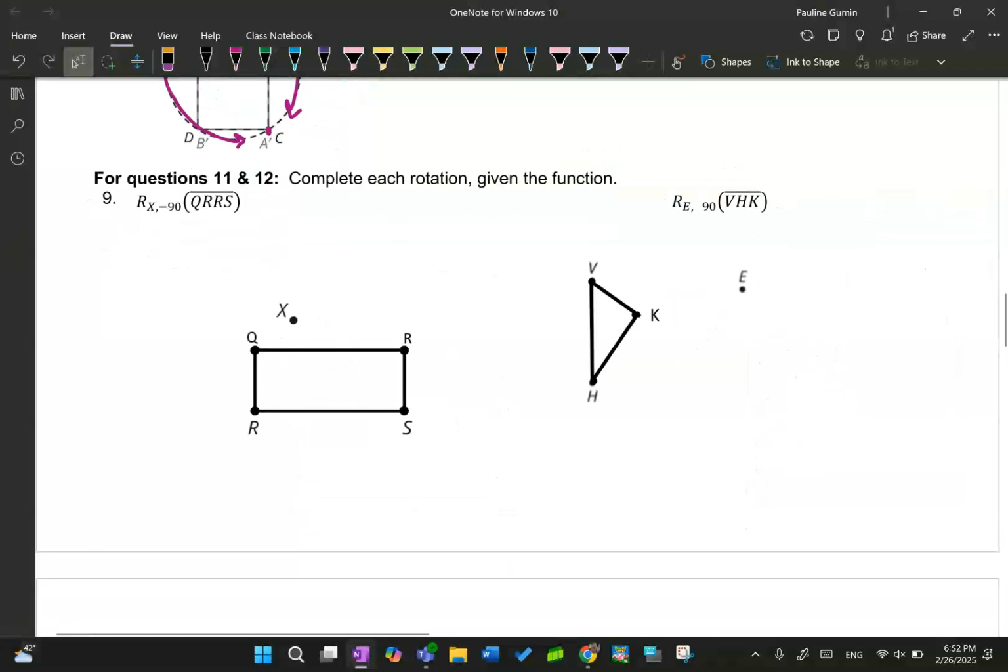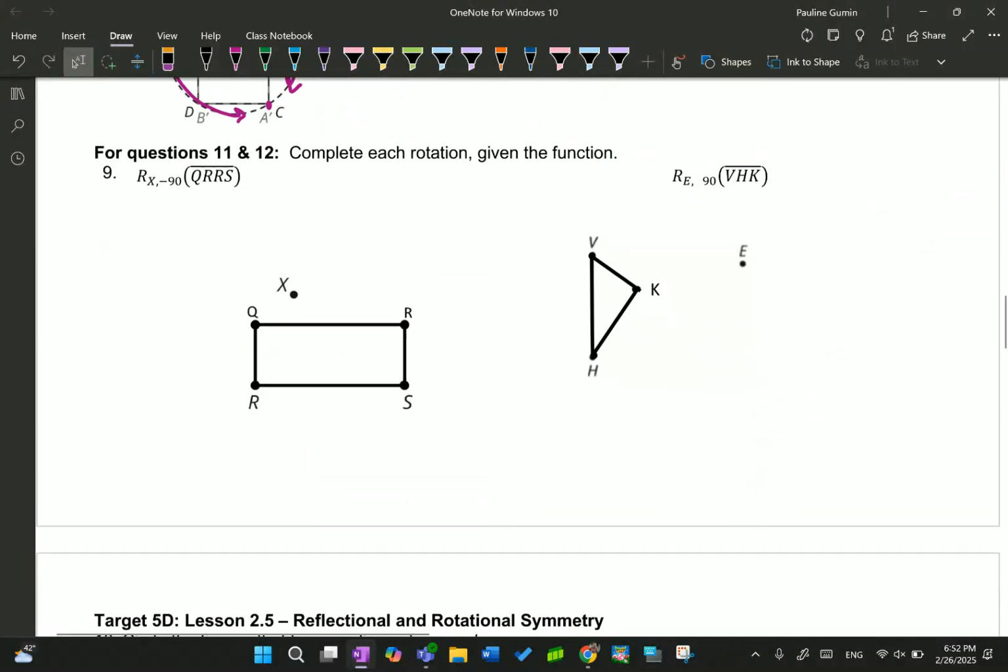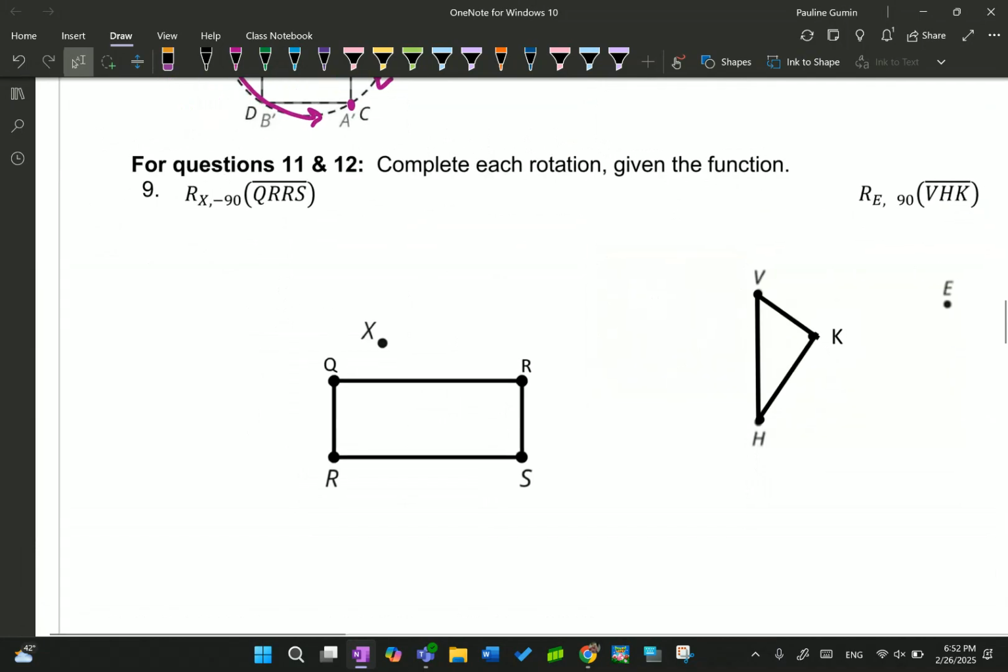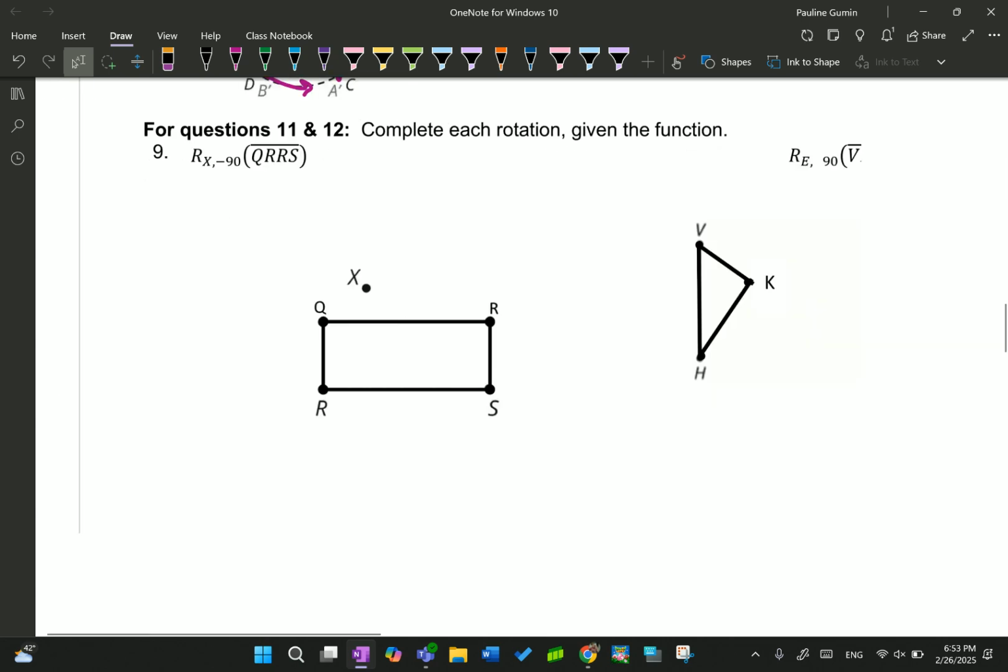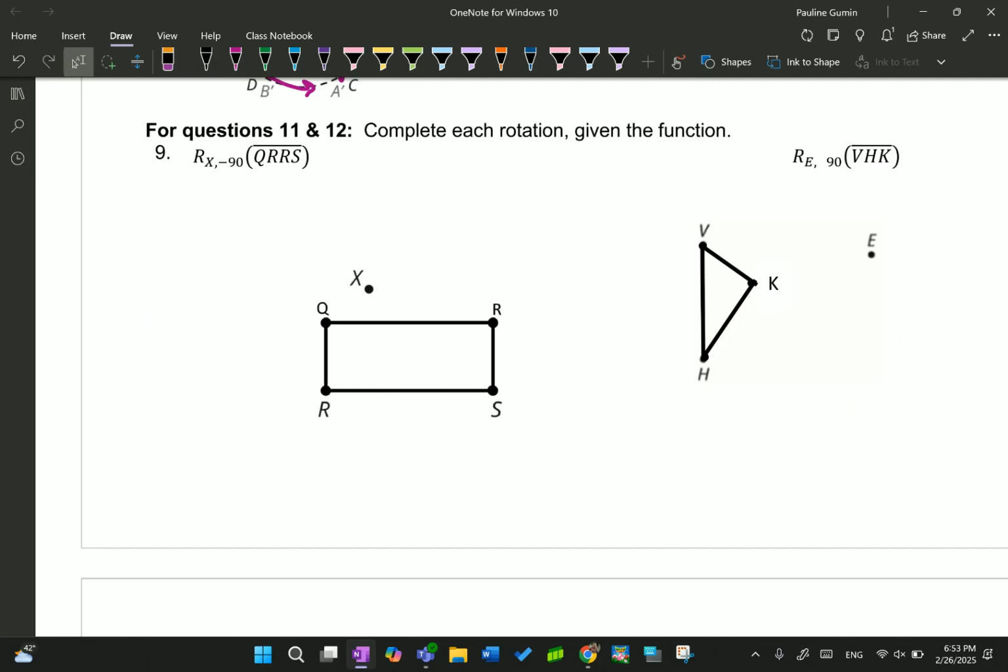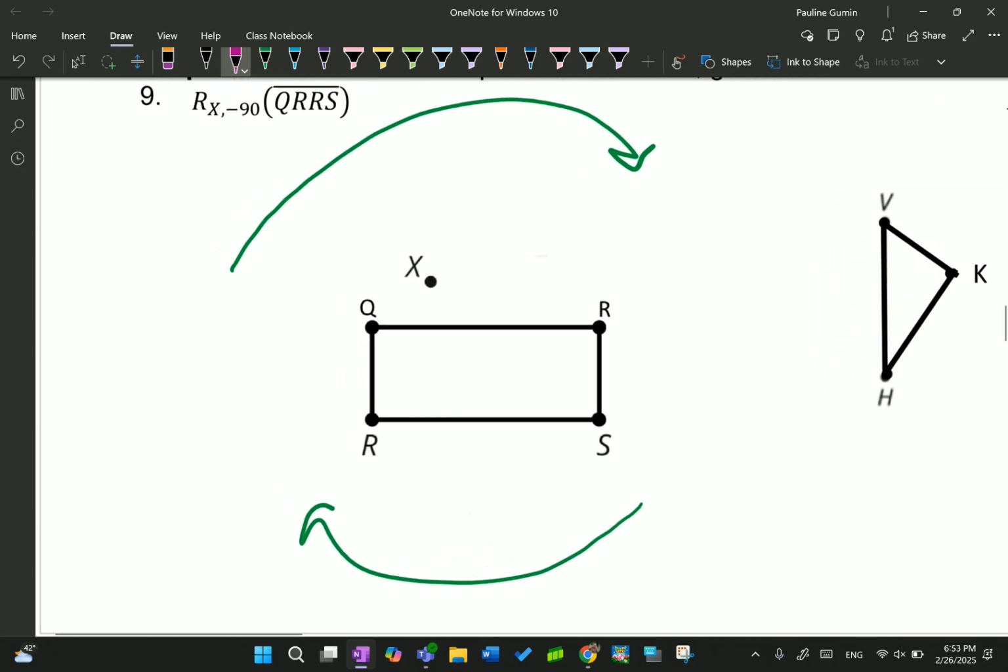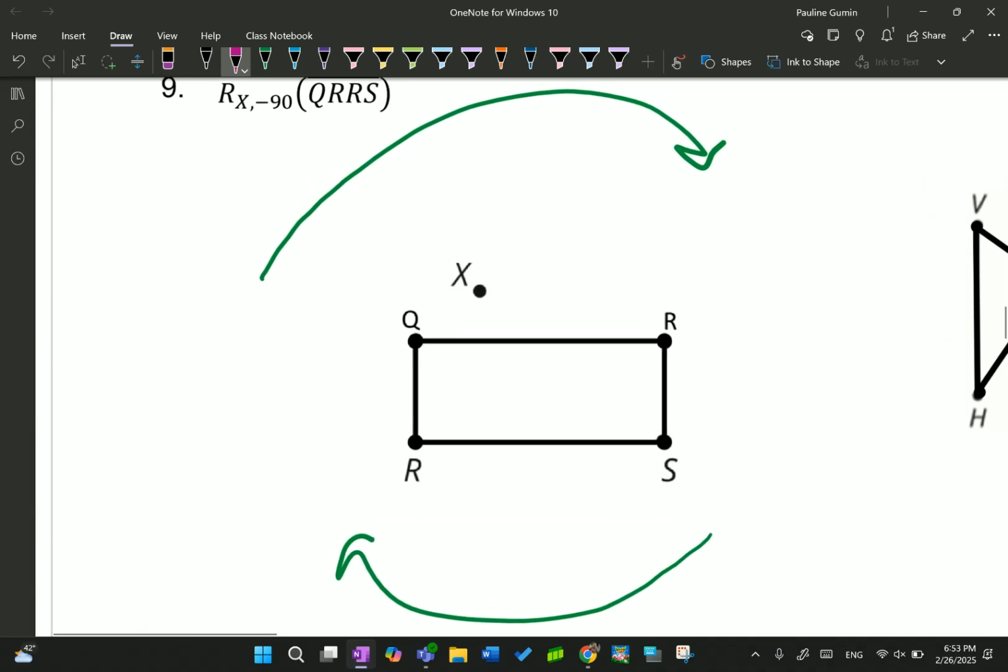For number 9, and it should be 10, what we're going to do is do some rotations. So we're going to do here, for the first one, is we're going to rotate the rectangle, I put 2 R's. Oh well, QRRS around point X, and we're going to go negative 90. Negative 90 is clockwise, so we're going to be turning our rectangle like this, in that direction. Okay, this is how I like to do it. Some of you are amazing and can see it without doing all of this.